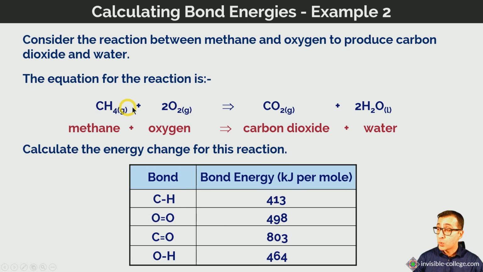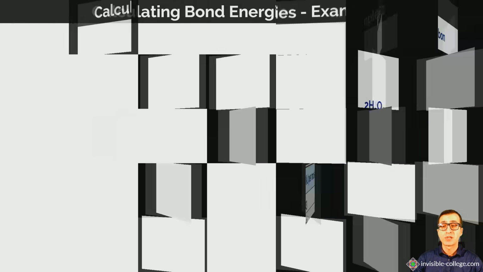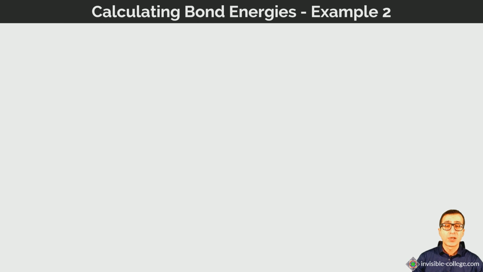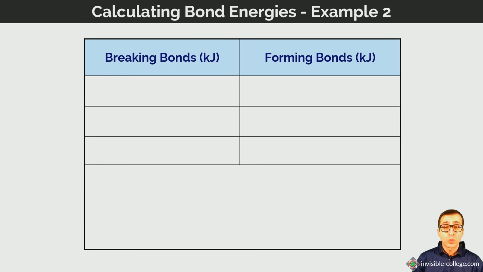So now that we've identified which bonds are present in our reactants and products, and we have the bond enthalpy values, we can apply the same logic as we saw in the previous example to solve this problem. Let's take a look at which bonds are being broken. 1 methane molecule contains 4 carbon to hydrogen single bonds, so we need to put in 4 times 413 kilojoules to break those bonds. This gives us a total input value of 1,652 kilojoules to break all of the bonds in our methane molecules.